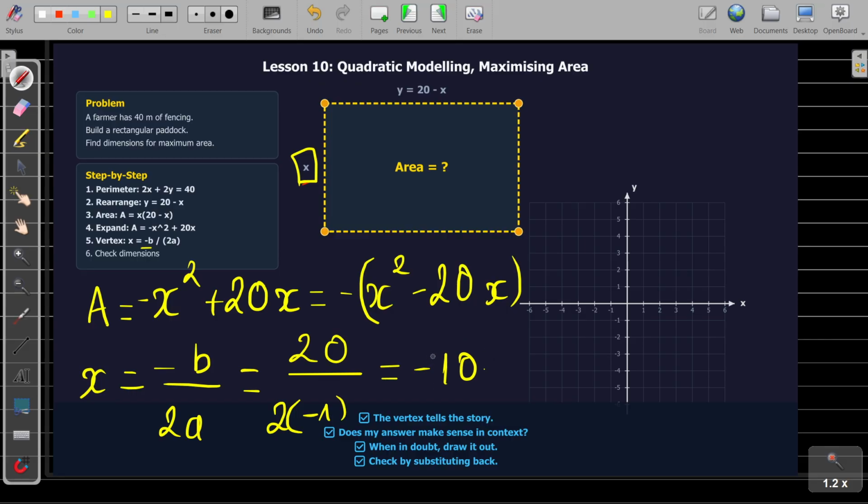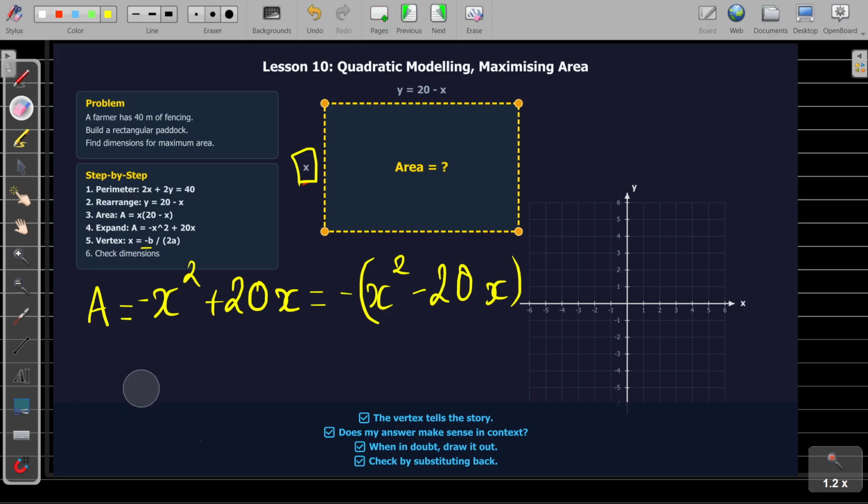So x equals -20 divided by 2 times -1, which is going to be -20 divided by -2, which equals 10. Okay? I'm going to put a negative here because it's actually -20 divided by -2, so we get 10. So we have found the x, that's the vertex position. I'm just going to write here x equals minus b over 2a, this will be 10.